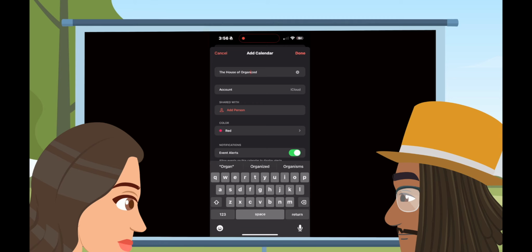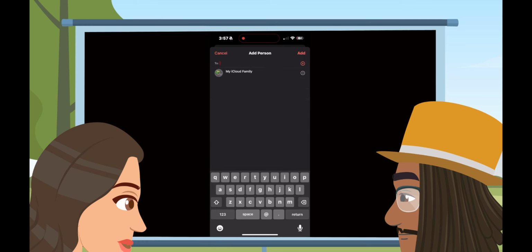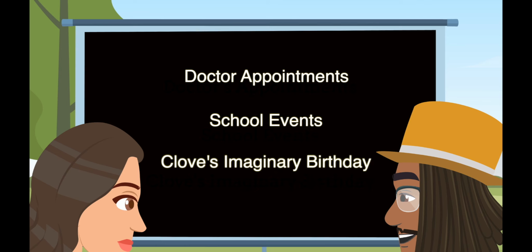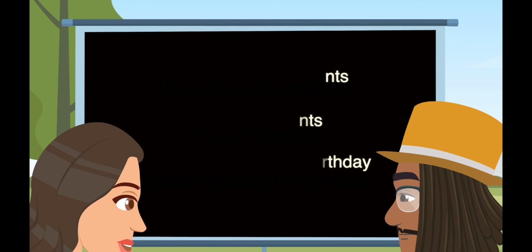This is where you invite me. Okay, boom. Invite sent. You're welcome, world. Now I accept the invite, and we're officially synced. Any events added here from my phone or yours will show up for both of us. So, doctor appointments, school events, Clove's imaginary birthday party, it's all there. All of it. And you can even color code the calendar so we know what's what.